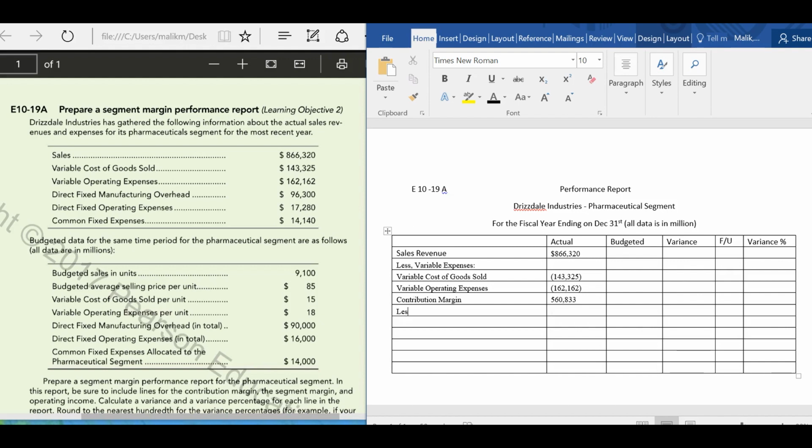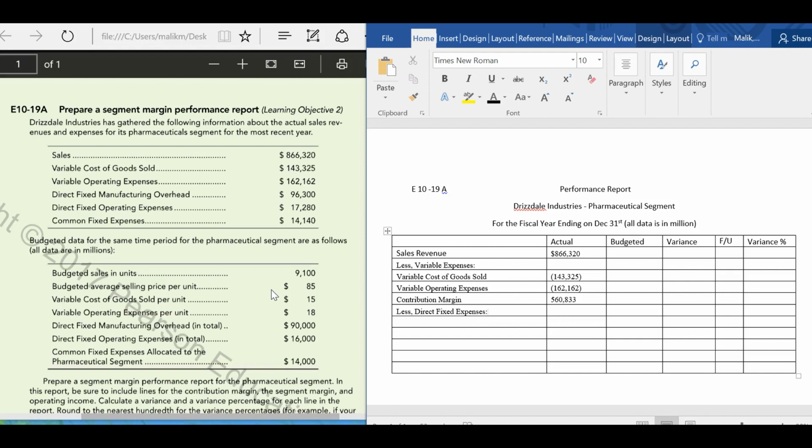So let's subtract fixed expenses. We have two types of fixed expenses. One type is called direct fixed expense. These fixed expenses are directly related to that segment, the pharmaceutical segment. Another is common fixed expense, which is centrally assigned by top management, and the segment cannot control those expenses. So first, we're going to subtract our direct fixed expenses.